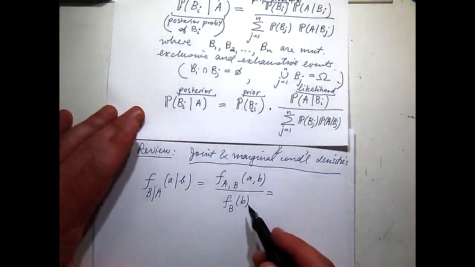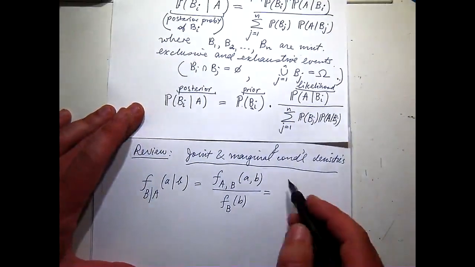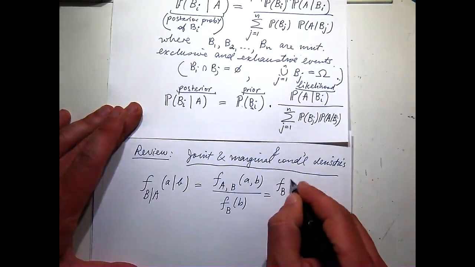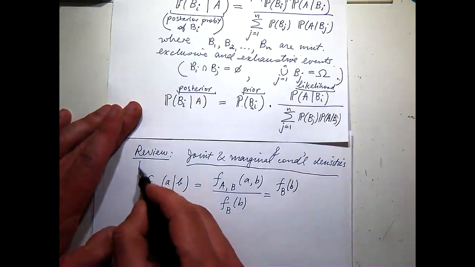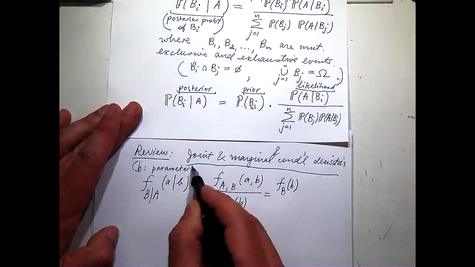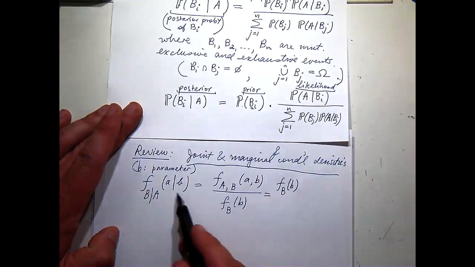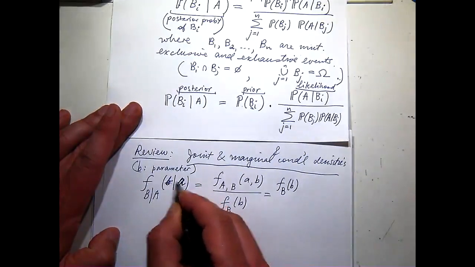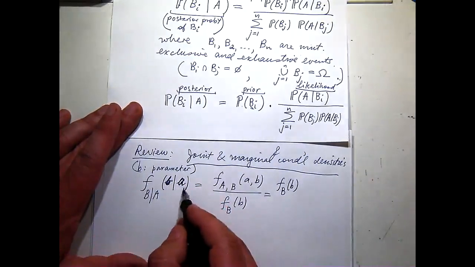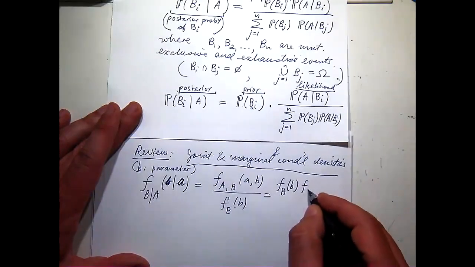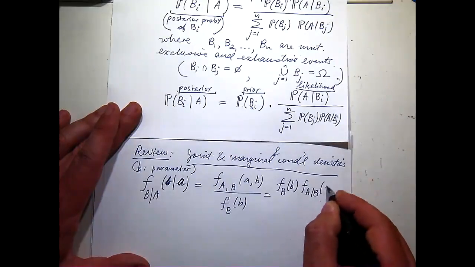So let's get to this second review, joint, marginal, and conditional distributions. I want to get this in terms of a prior, which is of course f_B(b). I'll remind you that we're thinking of B as the parameter. This is just a way of thinking in this case. B is the parameter. f_{B|A}(b|a). If I want the parameter given the observation, I get joint over marginal, which is f_B(b) times the conditional f_{A|B}(a|b).